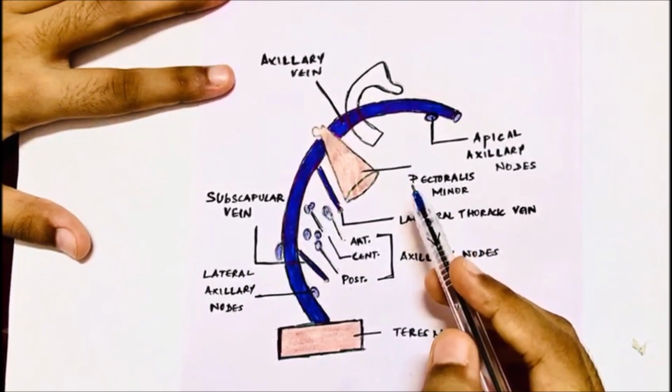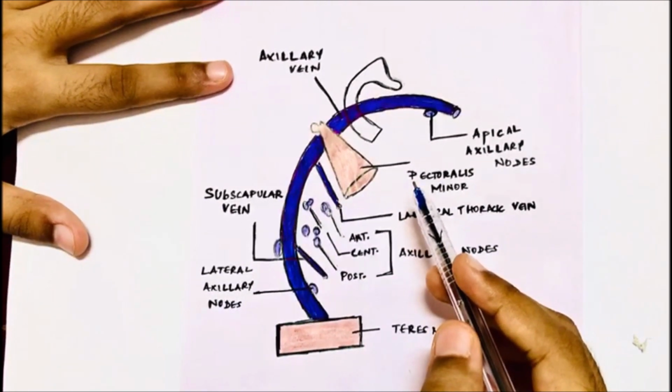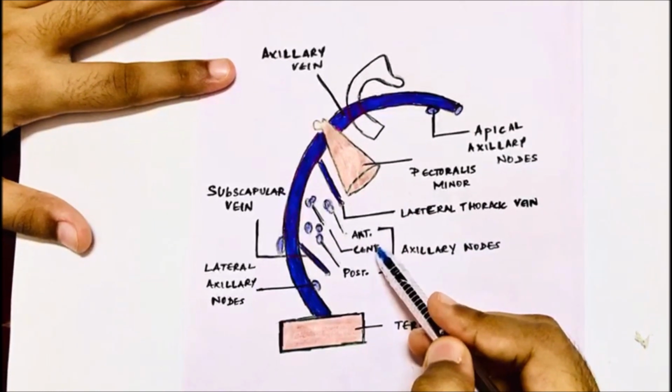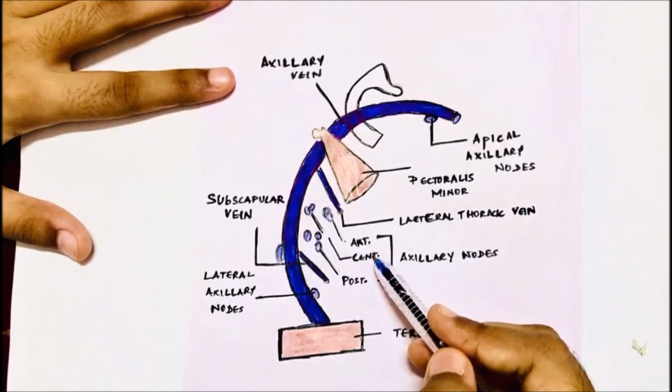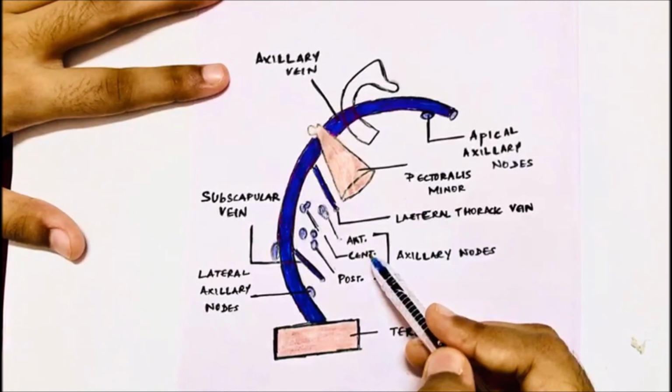Let us discuss about its applied anatomy. There is an enlargement of the anterior axillary group of lymph nodes in the malignancy of the lateral half of the superficial and the deep structures of the mammary gland.